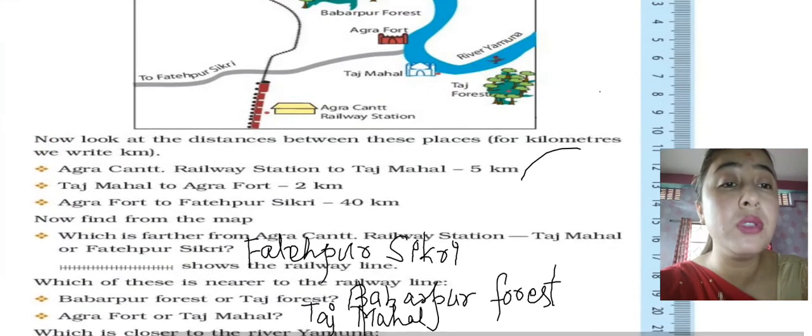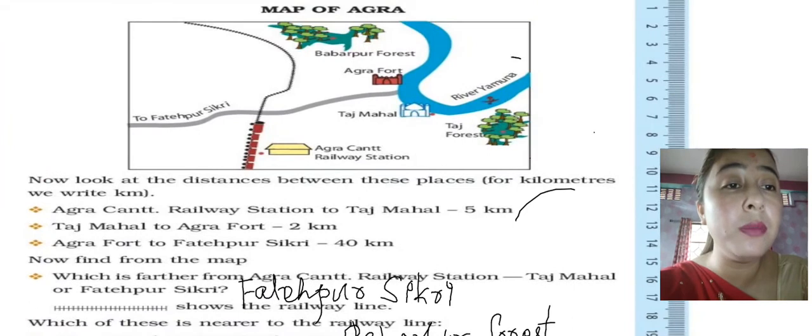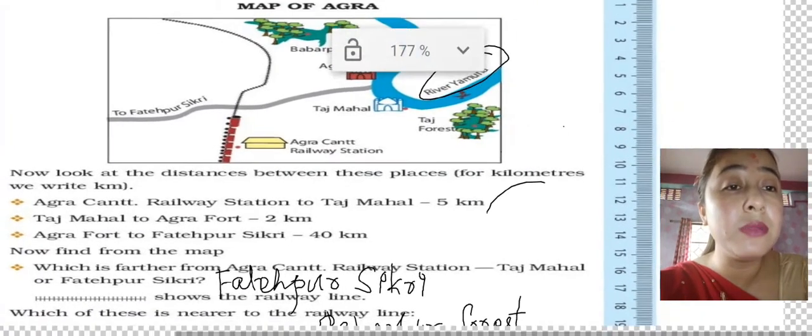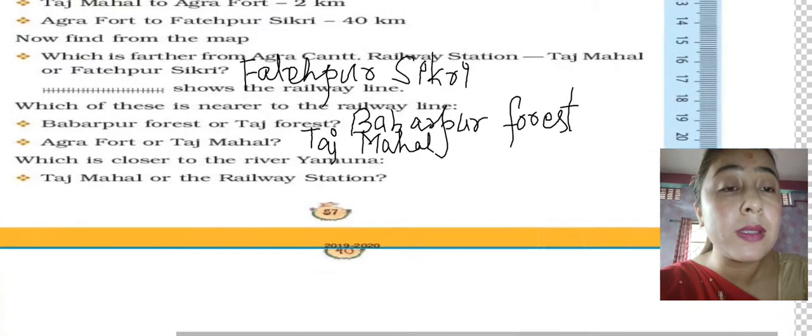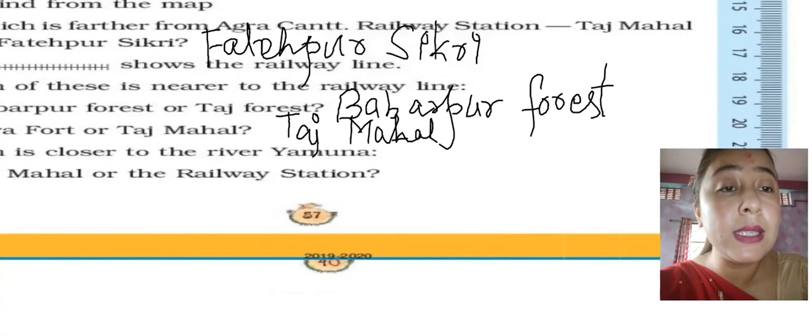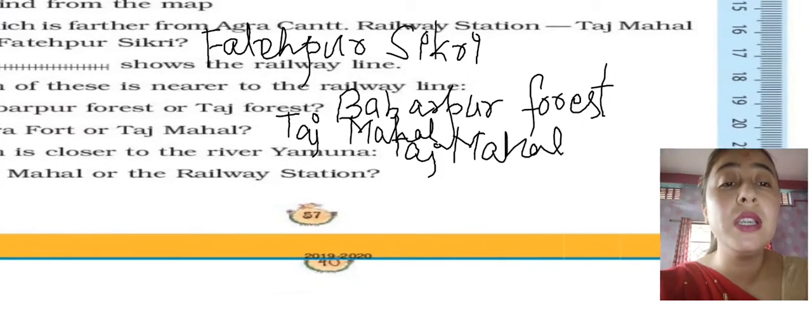Which is closer to river Yamuna? You can see river Yamuna is here. Which one, Agra Fort or Taj Mahal? Taj Mahal is closer to river Yamuna. So you will write Taj Mahal here. T-A-J, Taj. M-A-H-A-L, Taj Mahal.